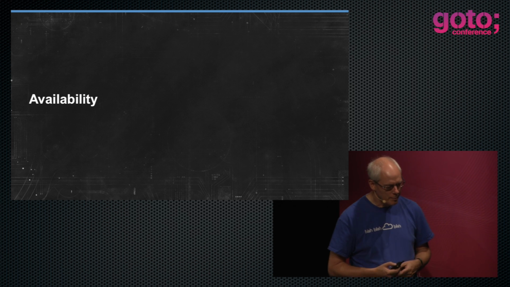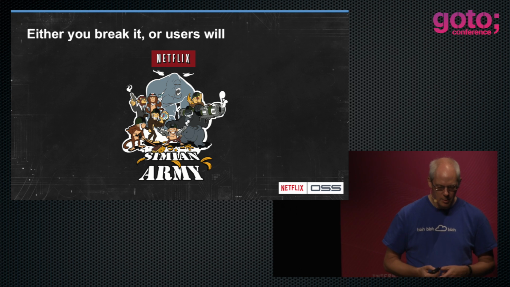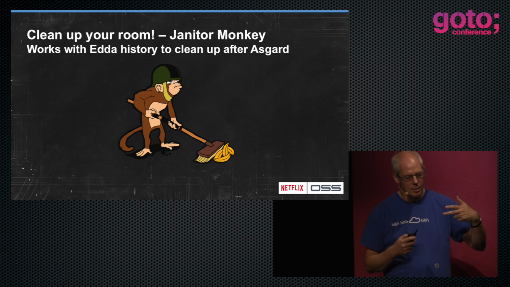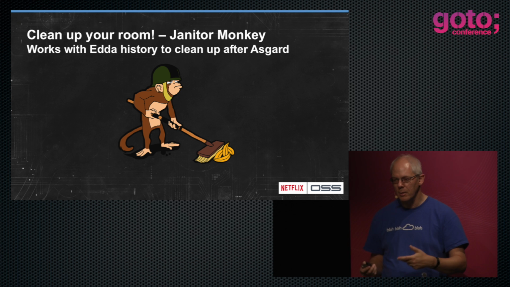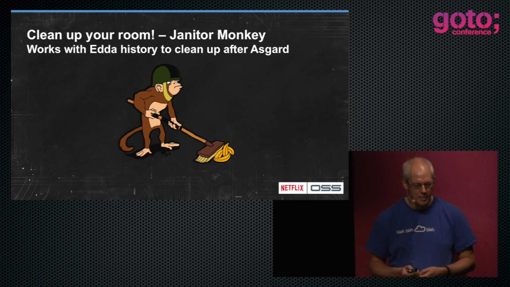All right. Chaos Monkey, Simian Army. So you can use the Chaos Monkey to hit your system. There's also a Janitor Monkey, which works against the edit history to find unused Amazon entities, which it then deletes and tidies up after a time delay. So when Asgard runs, it's creating new auto scaling groups and things like that, and it tends to leave stuff behind. So Janitor Monkey works alongside that to keep everything tidy.